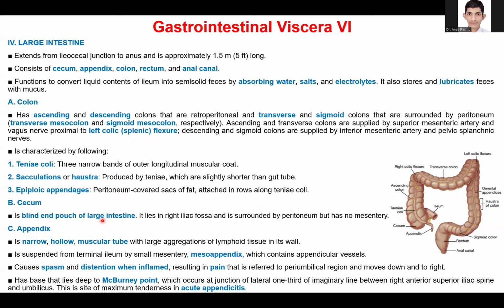The cecum is a blind pouch of the large intestine. It lies in the right iliac fossa, is surrounded by peritoneum, and has no mesentery. The appendix is a narrow, hollow muscular tube with large aggregations of lymphatic tissue in its wall. It is suspended from the terminal ileum by a small mesentery.